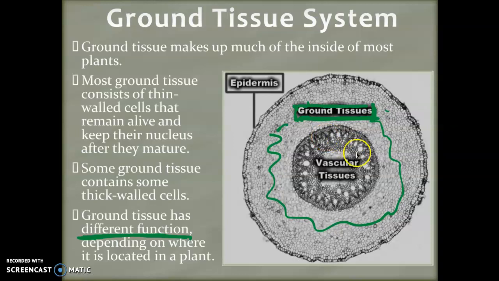It depends on where it is in the plant. Some of it can have thin walls, whereas some of it, depending on where it's at, can have thick walls. Ground tissue has different functions depending on where it is located in a plant. That's really important, and we'll talk about the different functions they have next.